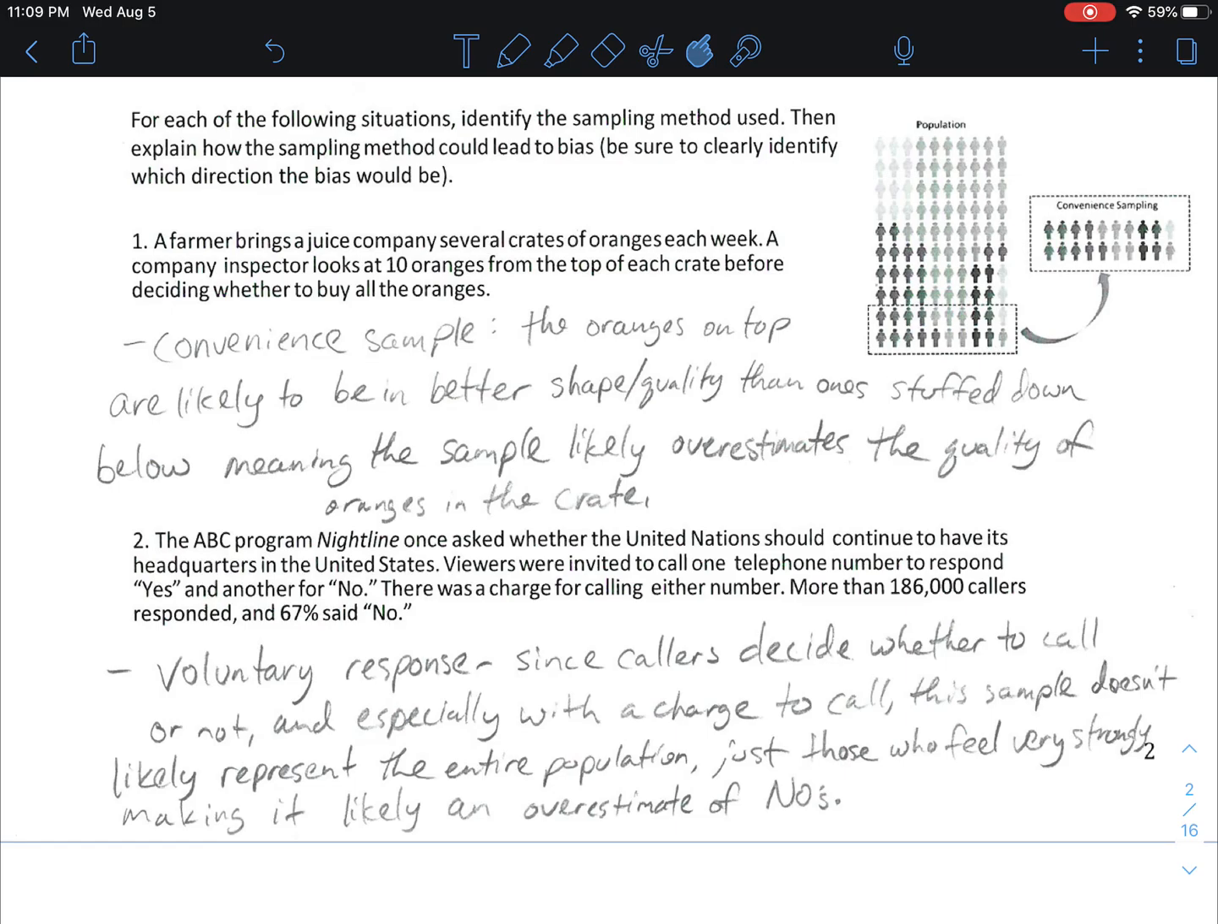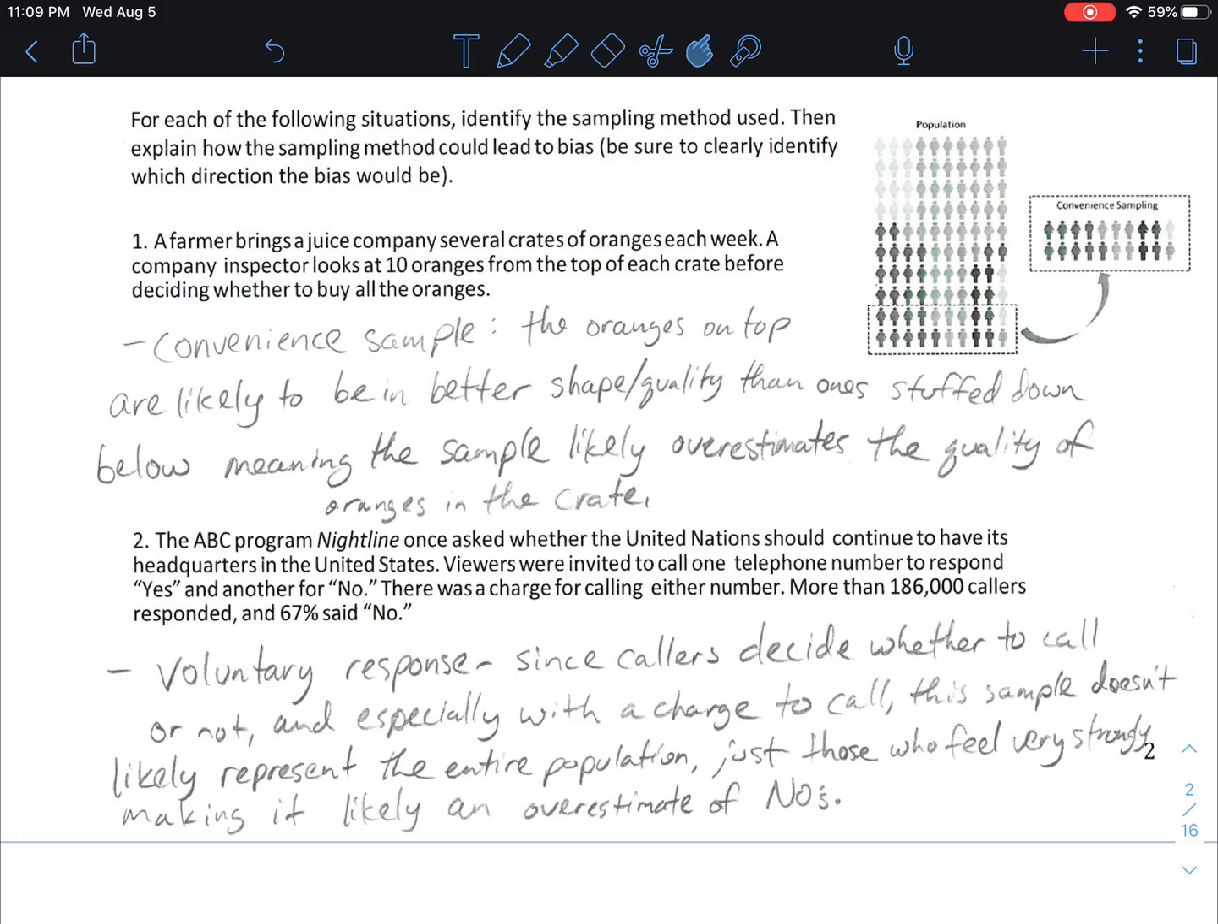For each of the following situations, identify the sampling method used, then explain how the sampling method could lead to bias. And again, when you do that, be sure to identify which direction the bias would be, either over or underestimating, depending on context, okay? So number one, a farmer brings a juice company several crates of oranges each week. A company inspector looks at 10 oranges from the top of each crate before deciding whether to buy all the oranges. Again, real world scenario. These things happen. And the hard thing about real world scenarios in this class is sometimes you have to comprehend what that real world scenario might be and how people might act in that real world scenario that would relate to a statistical sense, okay?